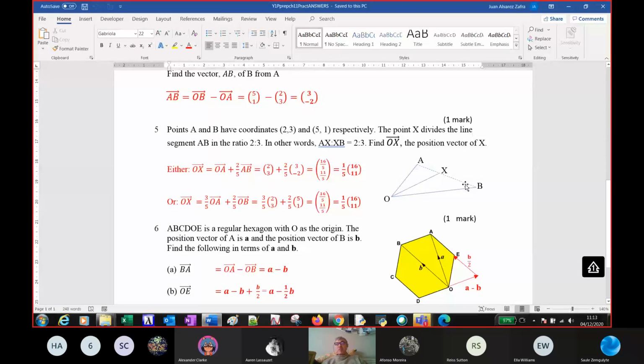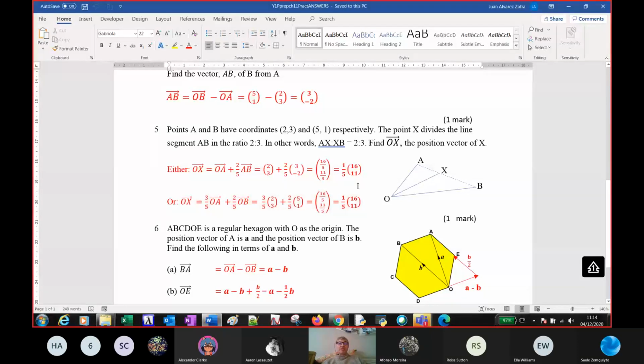And a way of remembering that is that X needs to be closer to A, so we need to take the bigger weighting of A or weighting of B. So we take this number here, which is 3/5 of OA, and we take this smaller number here, which is 2, so we take 2/5 of OB. So if we do 3/5 of vector OA and 2/5 of vector OB, we get 3/5 of (2, 3) and 2/5 of (5, 1). And if you work that out, you get exactly the same position vector for OX.